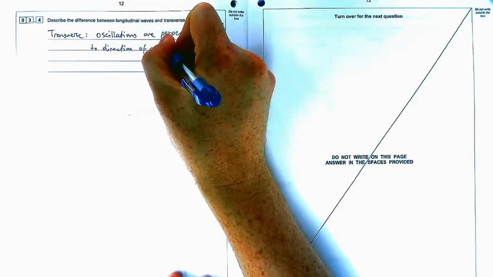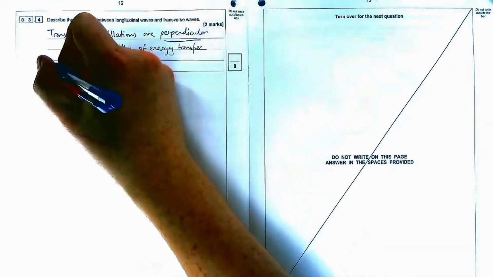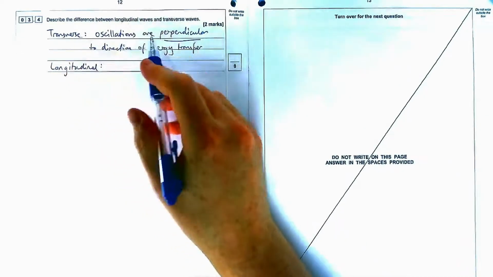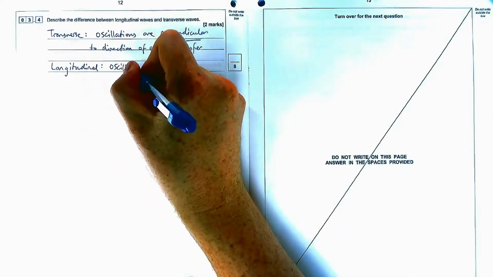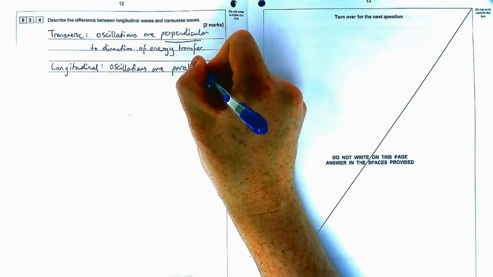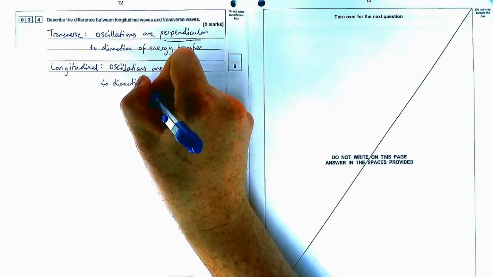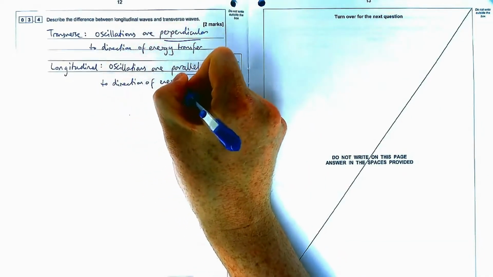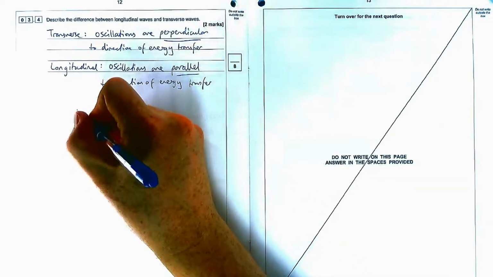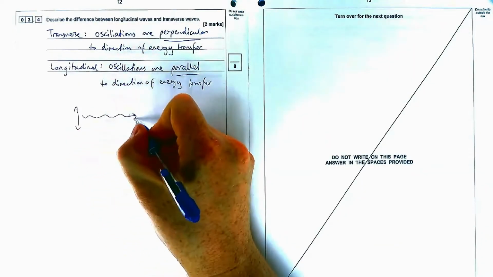Whereas longitudinal is basically the same definition, apart from this means the oscillations, instead of being perpendicular, are parallel, or in the same direction as the direction of energy transfer. Okay, just to give you a bit of indication of what that means. So transverse, something's causing it by going up and down. The oscillations are at right angles to the wave, or perpendicular, whereas with longitudinal waves, the oscillations are going in the same direction as the wave.